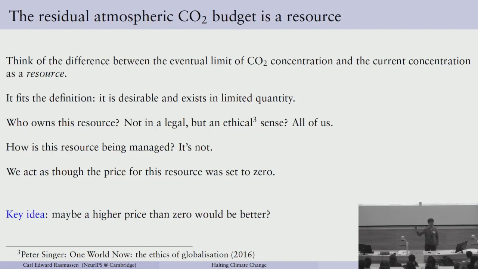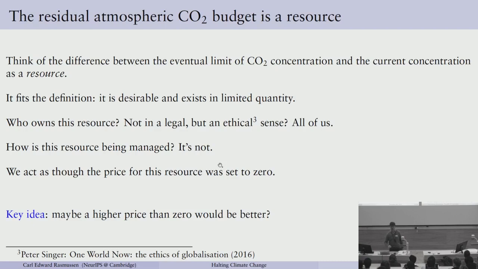Okay, so that's the system that's not working. So how do we think about things in a better way? First of all, I think it's important to think about the residual amount of CO2 that we haven't released yet. So if we're going to solve the problem, then the CO2 will saturate at some point. We don't know what that point is, but the difference between the concentration we have at the moment and the one that we'll finally get to, we can think of that distance as being a resource, right? It's a resource that we still haven't used, right?